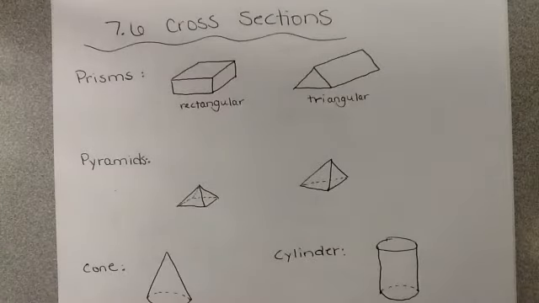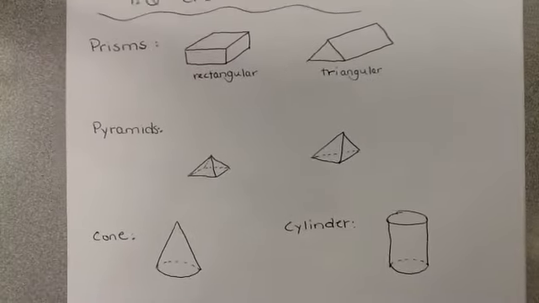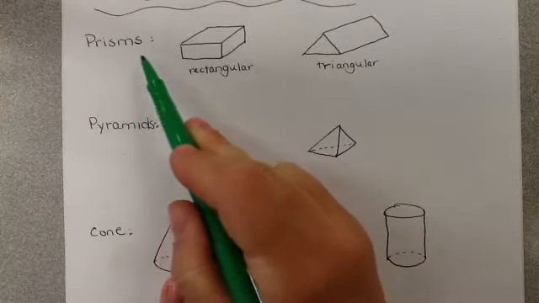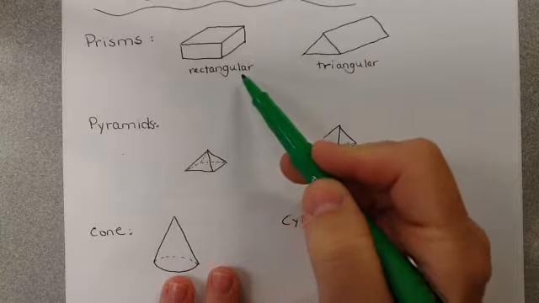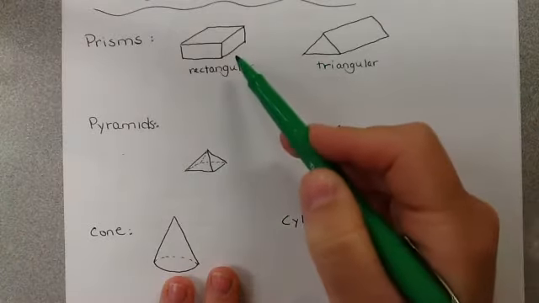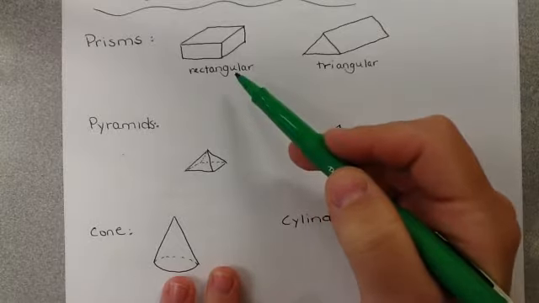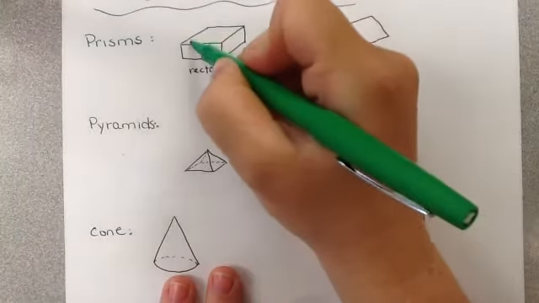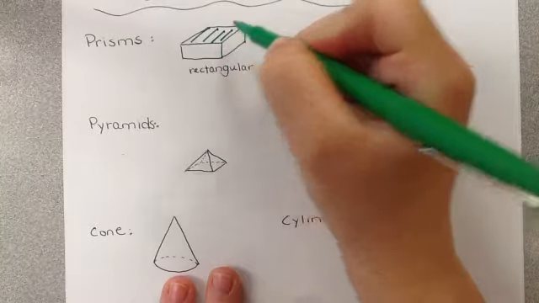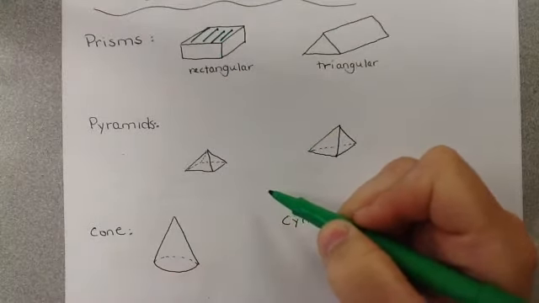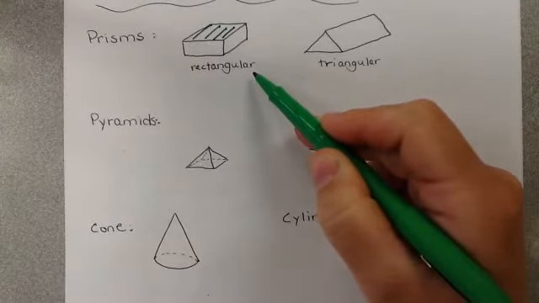Hello, mathematicians. Today we're going to talk more about some geometric figures and look at their cross sections. To start us off, let's go over what a few of these figures are going to be. First, we have prisms, and we have two types of prisms. The first is a rectangular prism, or what we would think of as a box. It has a rectangle as the base. So it has a rectangular base, thus it is a rectangular prism.